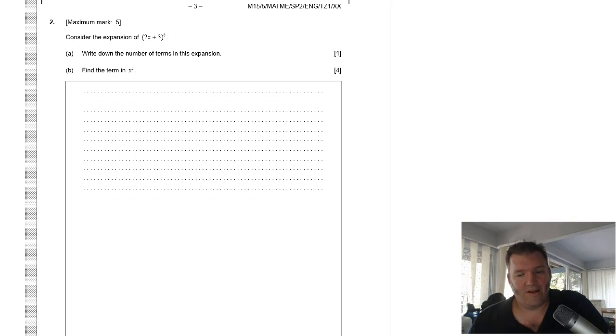This is great. A write down question means you just need to write it down. No evidence of work or anything. We all know that it's simply going to be 9 terms. How do we know that?